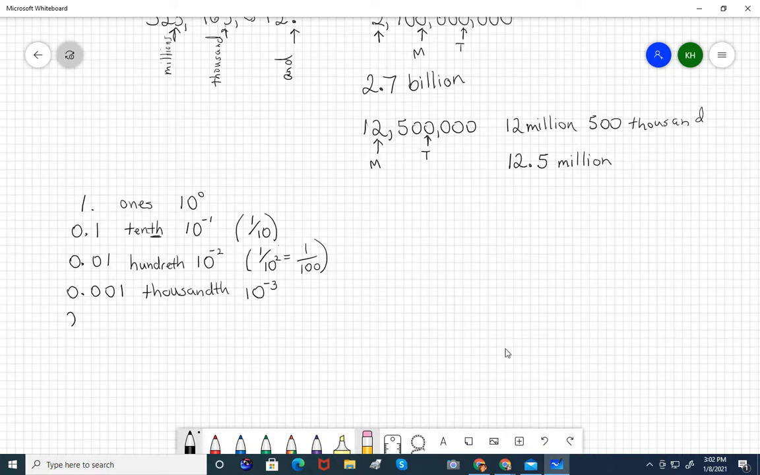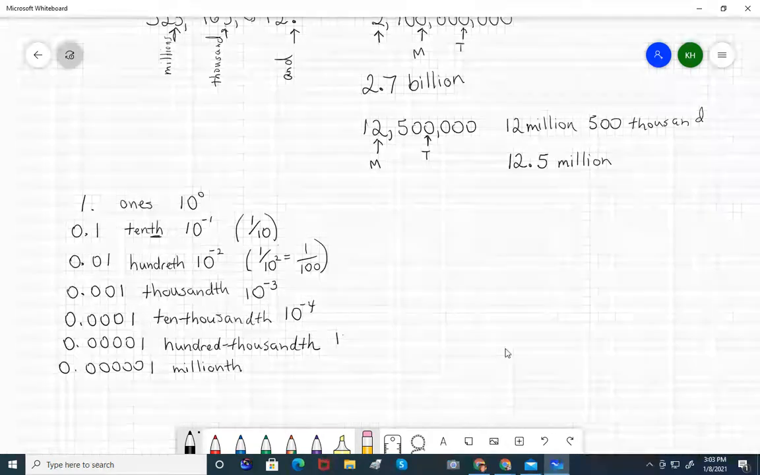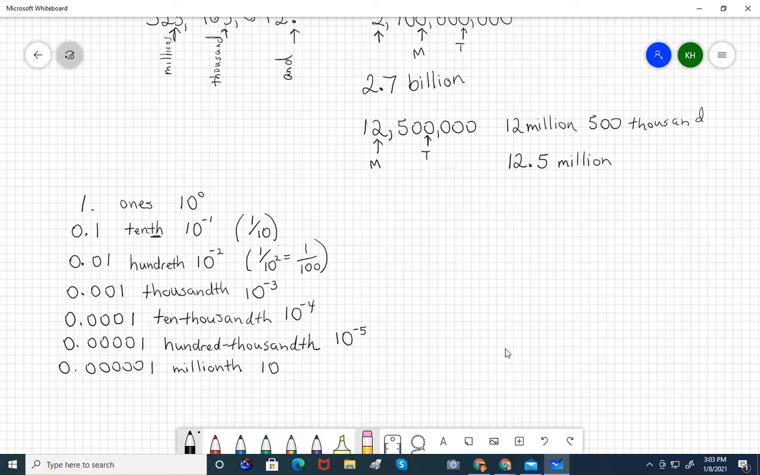We can keep going. I don't think you're going to need to be as familiar with really small numbers. If this is the thousandths place, then this is the 10,000ths. And then after 10,000ths, think what we normally would get. We'd go one more. That's the 100,000th. We'll go one more. That is the millionth. 100,000th was 10 to the negative 5. Millionth is 10 to the negative 6.